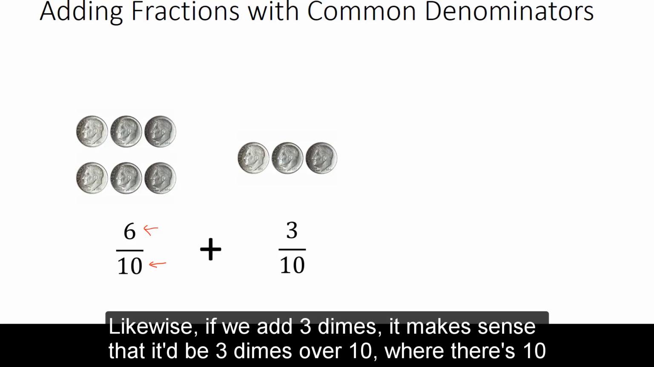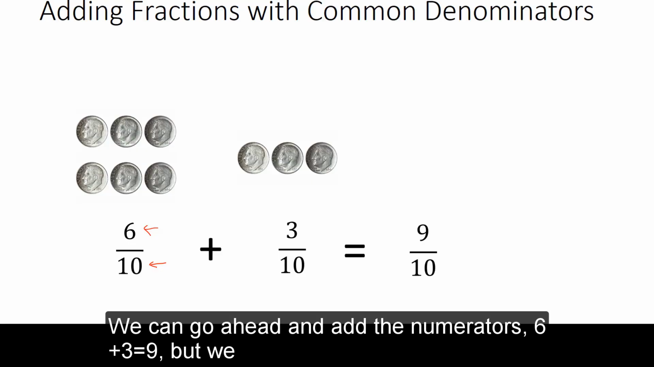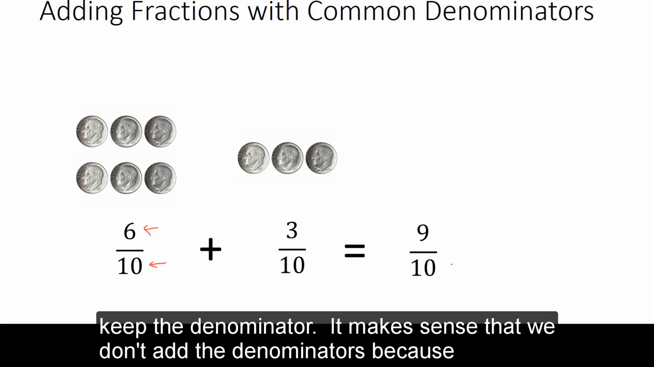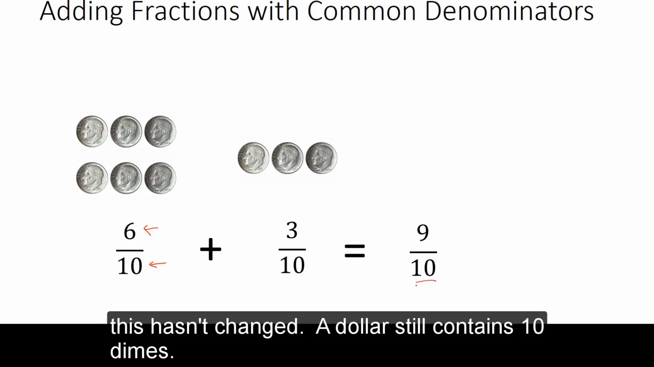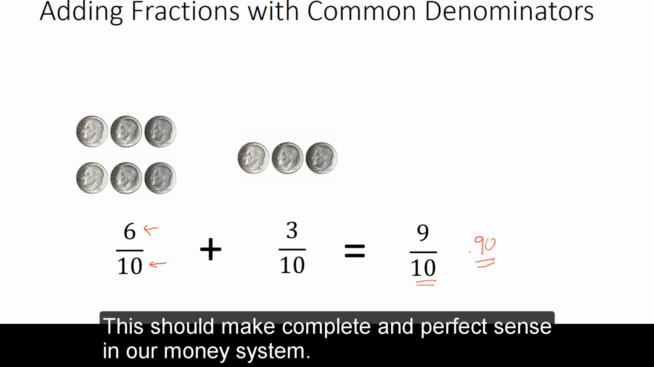Likewise, if we were to add 3 dimes, it makes sense that it would be 3 dimes over 10, where there's 10 equally sized pieces in one whole, or a dollar. So therefore, we can go ahead and add the numerators. 6 plus 3 is 9, but we keep the denominator. And it makes sense that we don't add the denominators because this hasn't changed. A dollar still contains 10 dimes. And so we have 9 tenths of a dollar, or 90 cents. This should make complete and perfect sense in our money system.